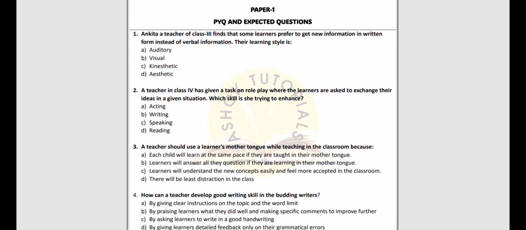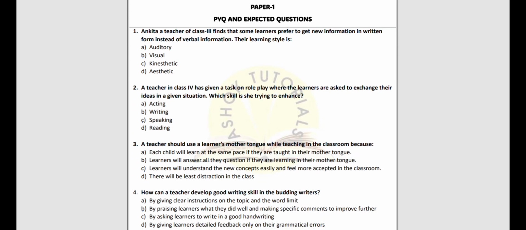Alright, so question number 1 says that Ankita, a teacher of class 3, finds that some learners prefer to get new information in written form instead of verbal information. Their learning style is which one? Auditory, visual, kinesthetic, or aesthetic? Now, see, who is Ankita? Ankita is a teacher of class 3.